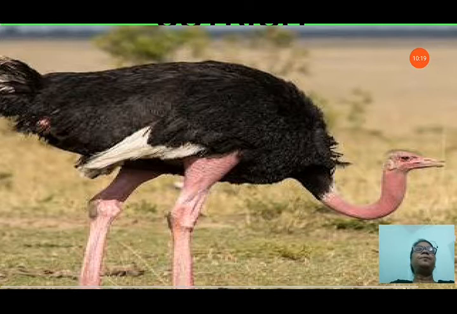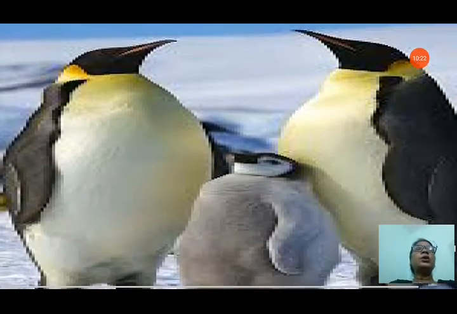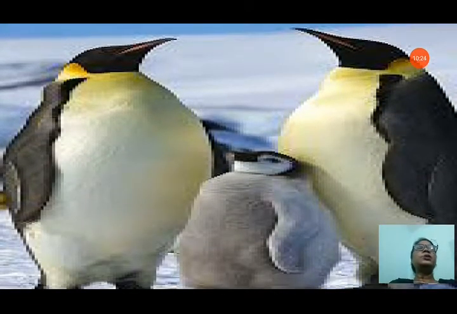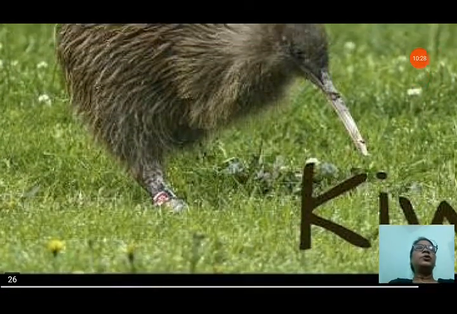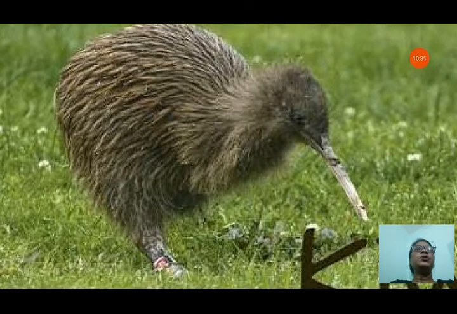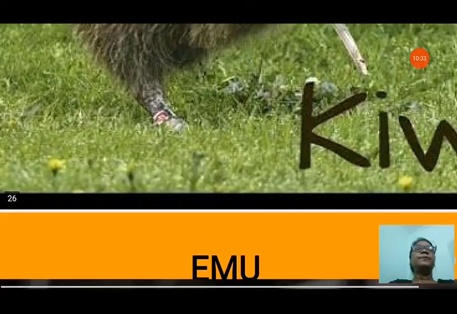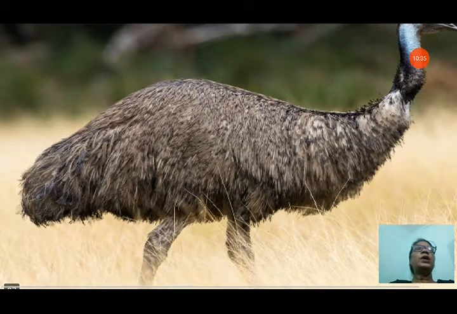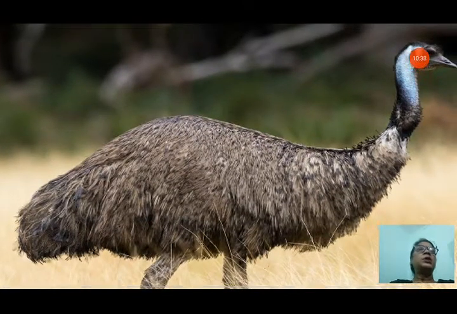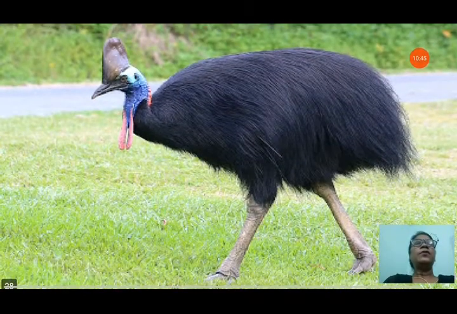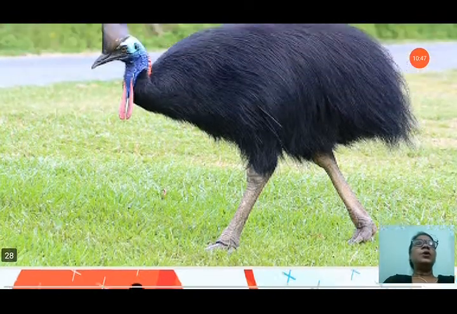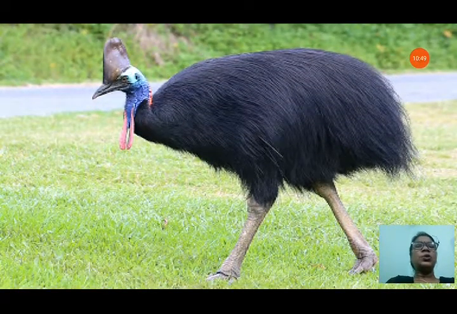You can see here. Penguins also, body is very heavy compared to their wings, so they cannot raise their body in the air to fly. You can see here, kiwi also, they don't have so much developed wings. Emu also, so large body they have, but the wings are small as compared to the body, so they cannot fly. Cassowary also, flightless bird. So some birds are not able to fly, so they are known as flightless birds, but mostly the birds fly because they have wings.